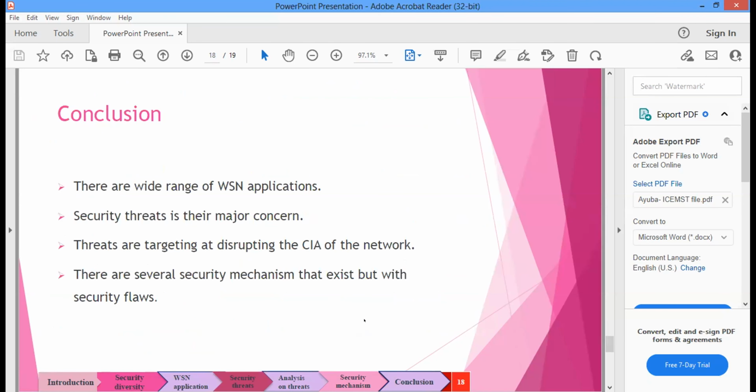In conclusion, there is a wide range of wireless sensor network applications in everyday human activities. But security threat is the major concern of this network. Threats or attacks on a wireless sensor network target disrupting the confidentiality, integrity, and availability of the network. And there are several security mechanisms that exist, but each of these security mechanisms also has its flaws.